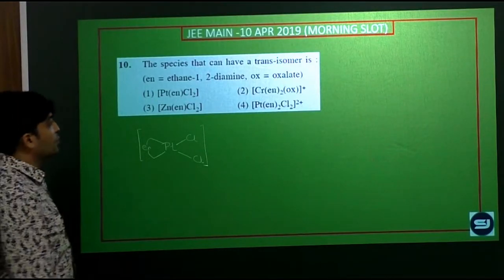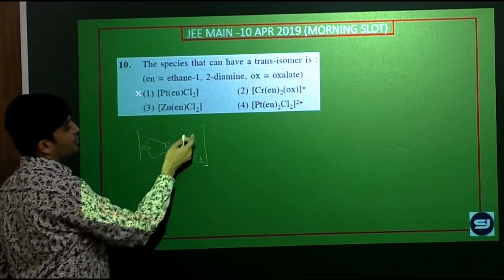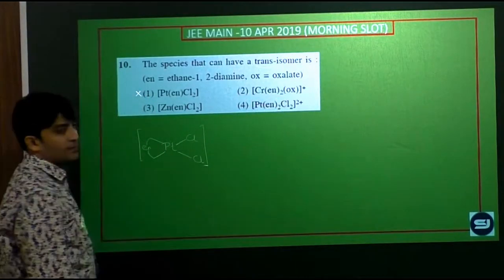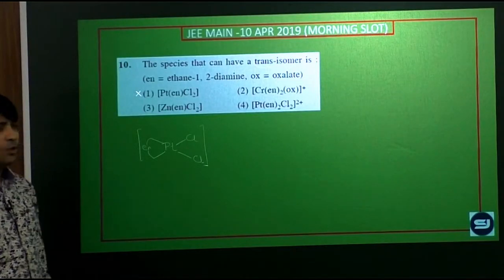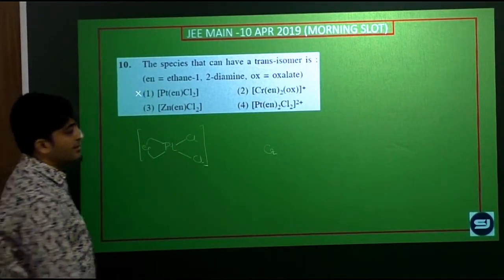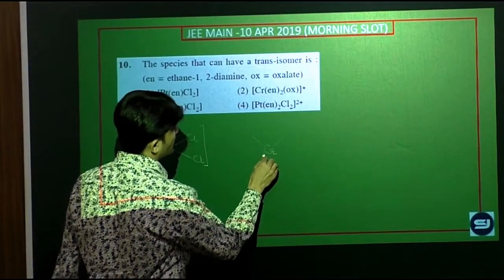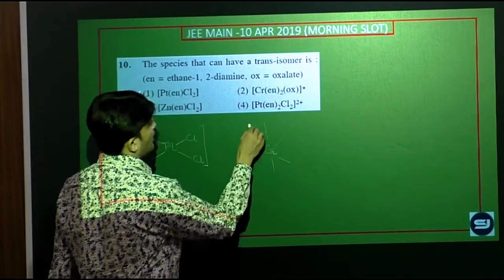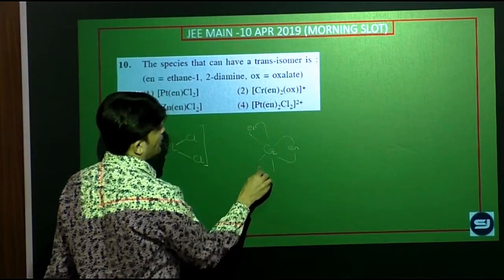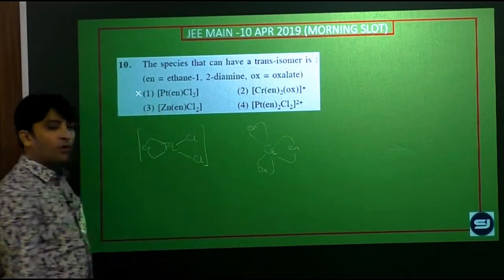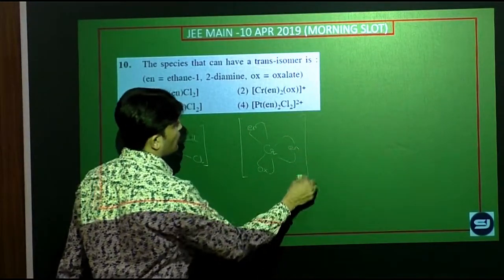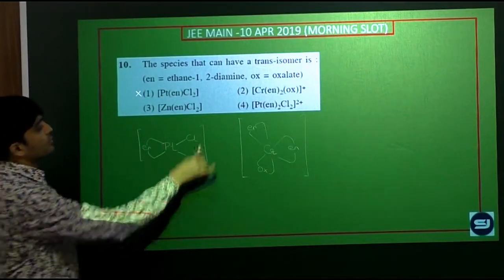That's not possible. So this would not form a trans isomer because only cis is possible. Cr with en twice ox. Now this is an octahedral complex, and in an octahedral complex, if all the three ligands are bidentate, then the octahedron is arranged something like this. I have en bonded over here, let's say the second en bonded here and oxalate bonded here. Now if all are bidentate ligands, the trans isomer of this complex again is not possible. So this is also ruled out.